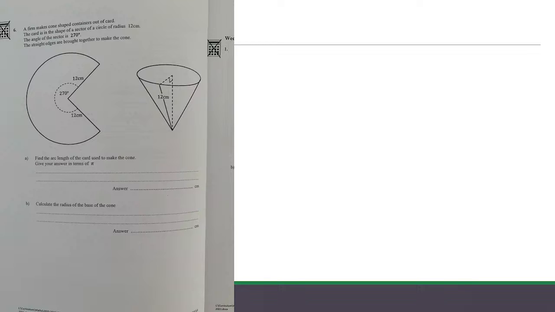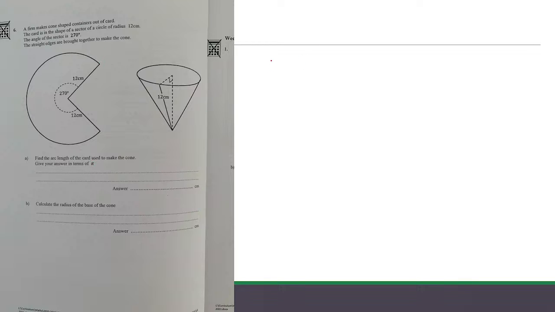A firm makes cone-shaped containers out of card. The card is in the shape of a sector, radius 12. The angle of the sector is 270. Find the arc length of the card used to make the cone. Give your answer in terms of pi. So this is going to be a non-calculator question. So the arc length is this, basically.